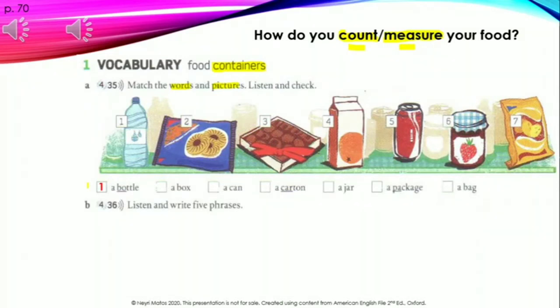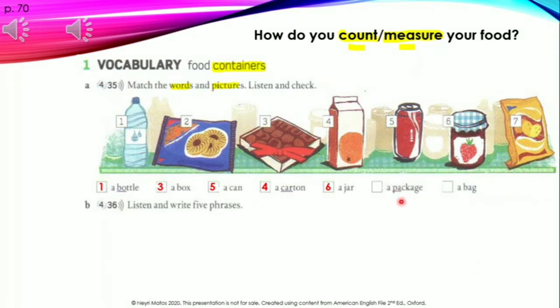So now let's check, right? So in number 1, we have a bottle, right? So for a box, we have number 3. That is this one. For next, we have a can. That's number 5 here. Next, we have a carton. That's number 4 here. We used to put orange juice or milk, right? Next, we have a jar.